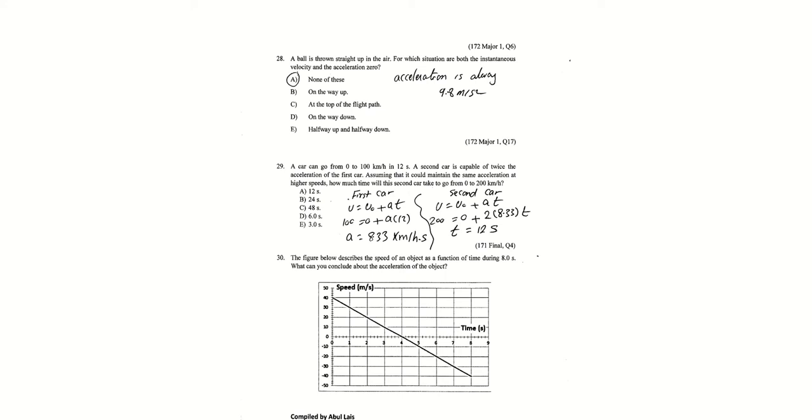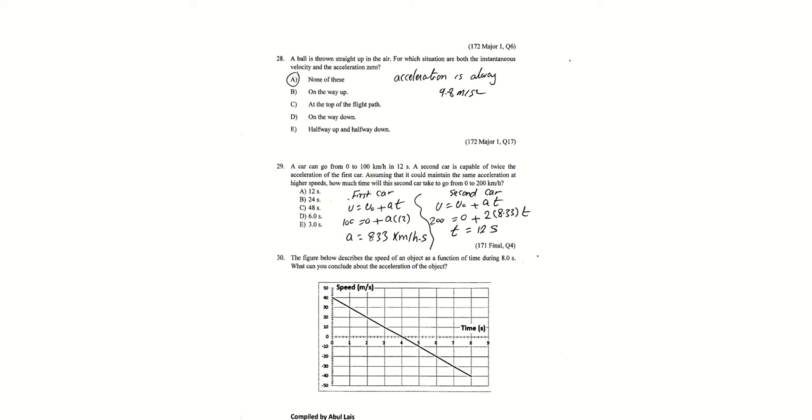Now let's check problem number 29. And it says a car can go from 0 to 100 km per hour in 12 seconds. A second car is capable of twice the acceleration of the first car. Assuming that it could maintain the same acceleration at higher speed, how much time will the second car take to go from 0 to 200 kilometers per hour?